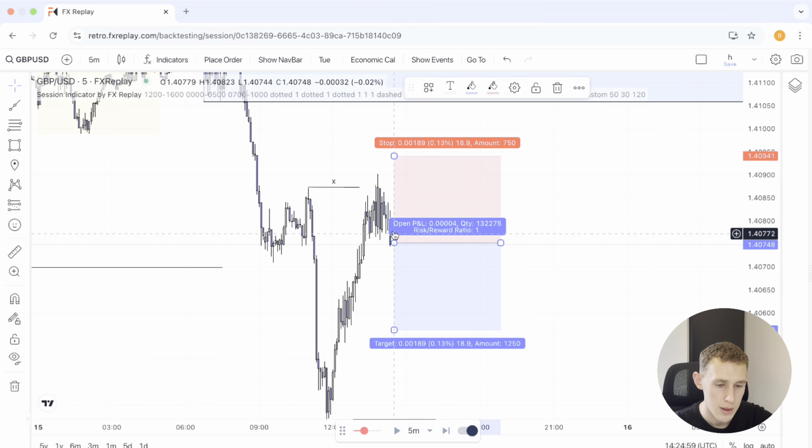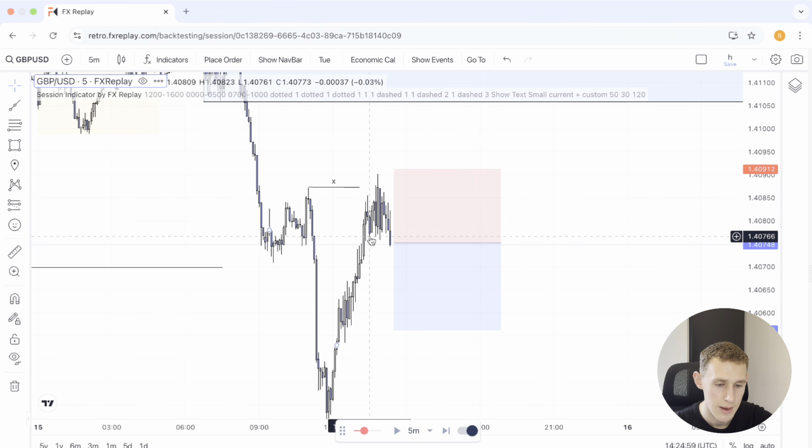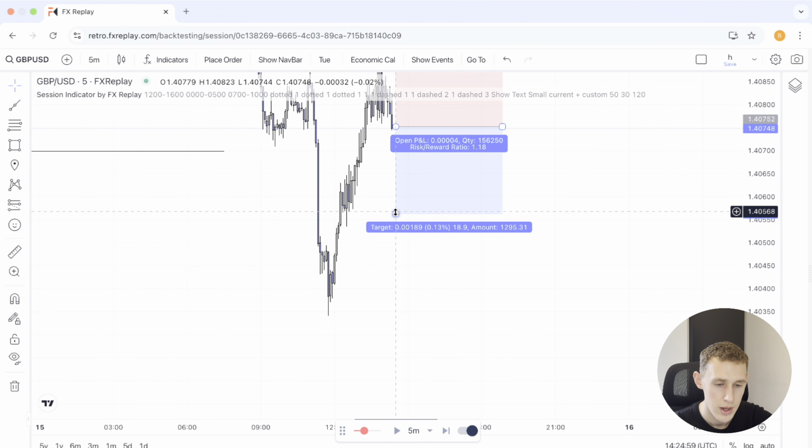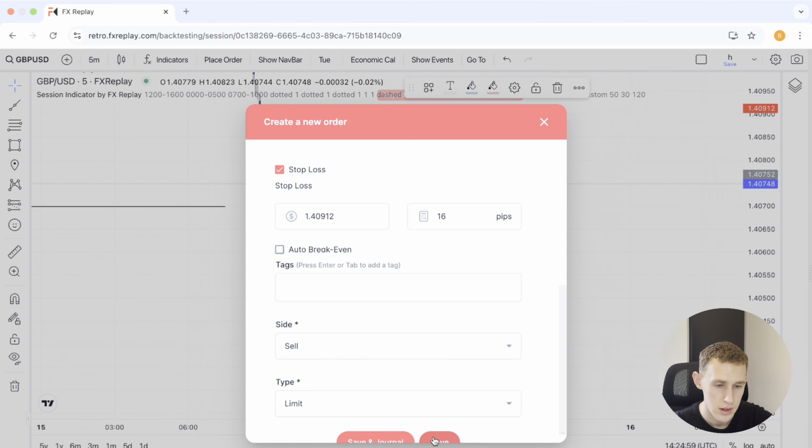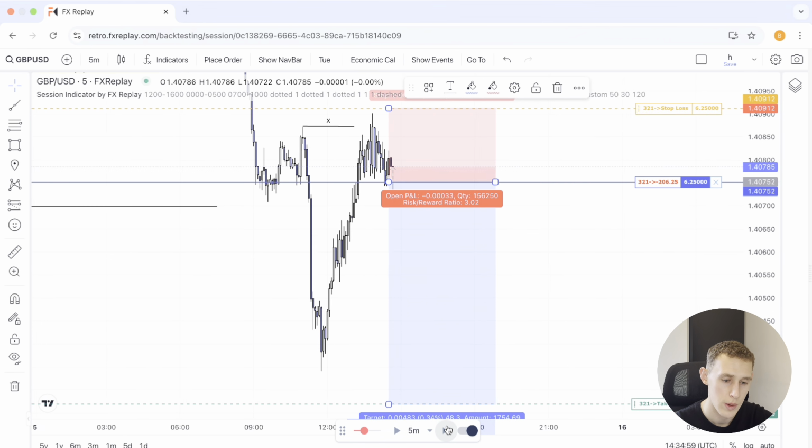What I was looking for was the breaker structure with imbalance, which we have just got. I'm going to target a 1 to 3. We'll place this order and let's see how this plays out. Nope, quick loss on that one.